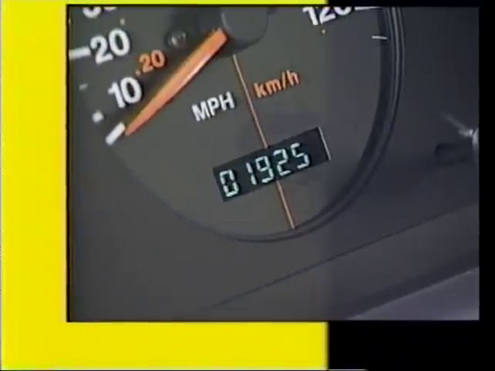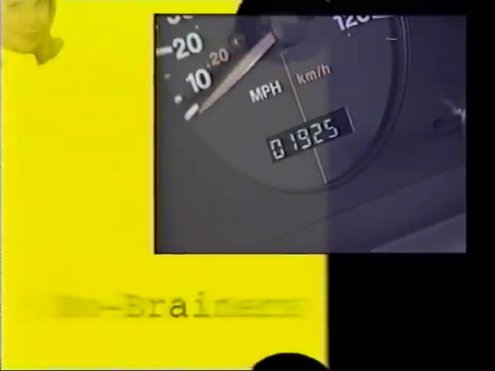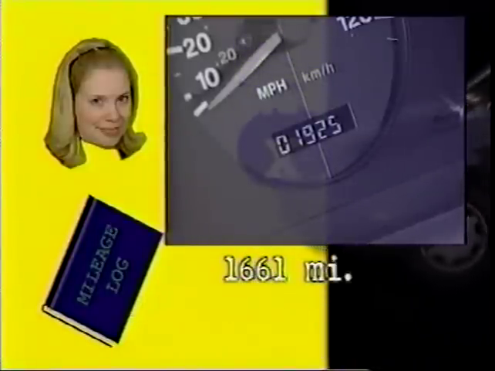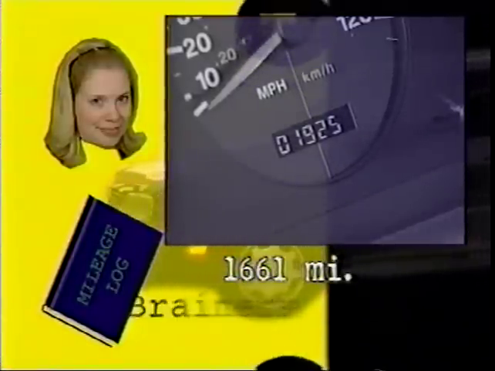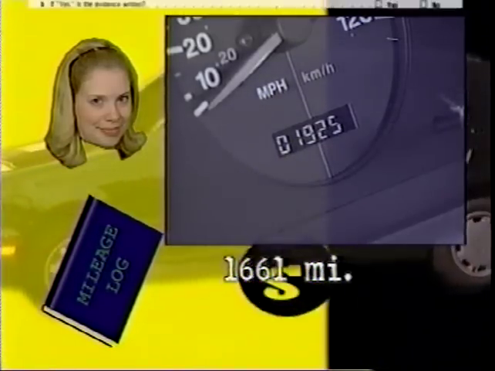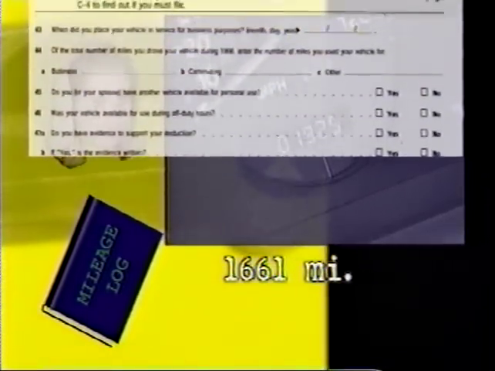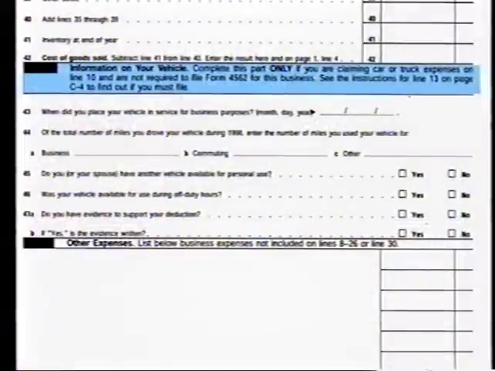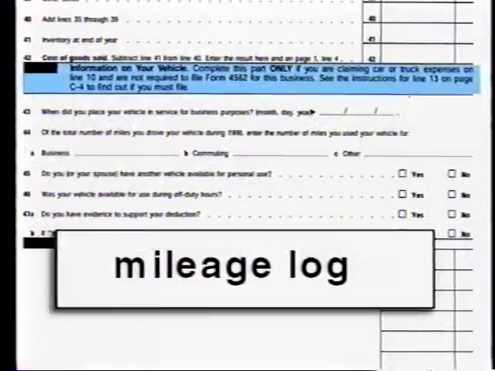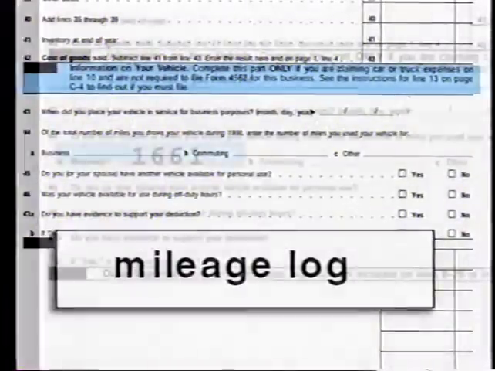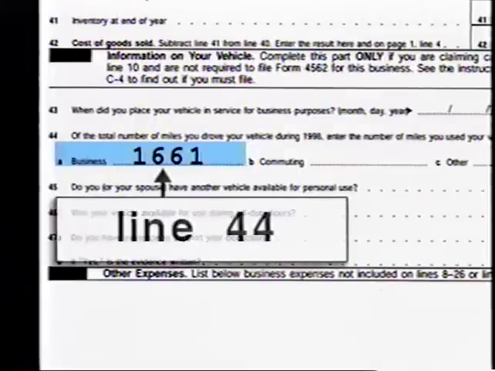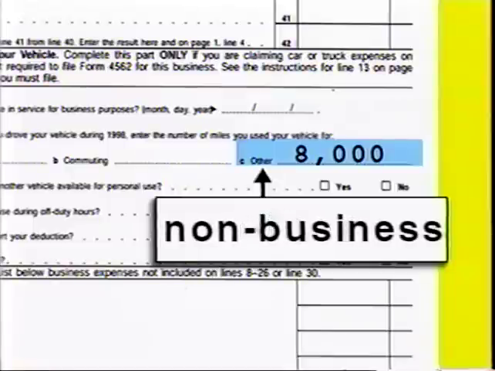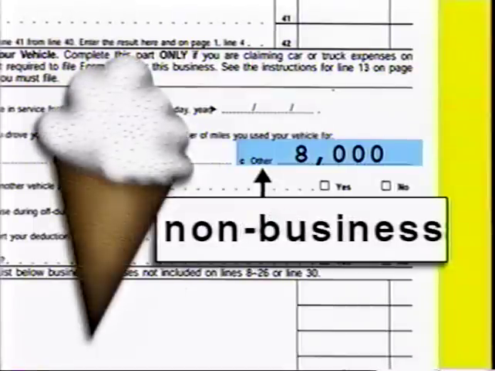Line 10, car and truck expenses, is a little different. Vicky uses her car to visit clients, and she has kept a mileage log, as the IRS requires. Additionally, she decided to avoid the complications of depreciation and detailed expense records. For now, we'll figure Vicky's car expenses by jumping to Part 4 of Schedule C, Information on Your Vehicle. To fill out this section, Vicky uses the information from her mileage log. She enters her business mileage, 1,661 miles, in line 44, and also other mileage, 8,000 miles. This would be anything non-business related, like ice cream runs to the local Stop and Shop.